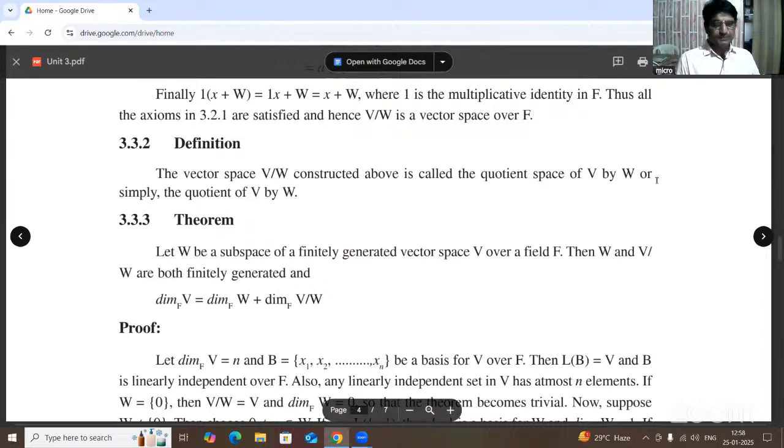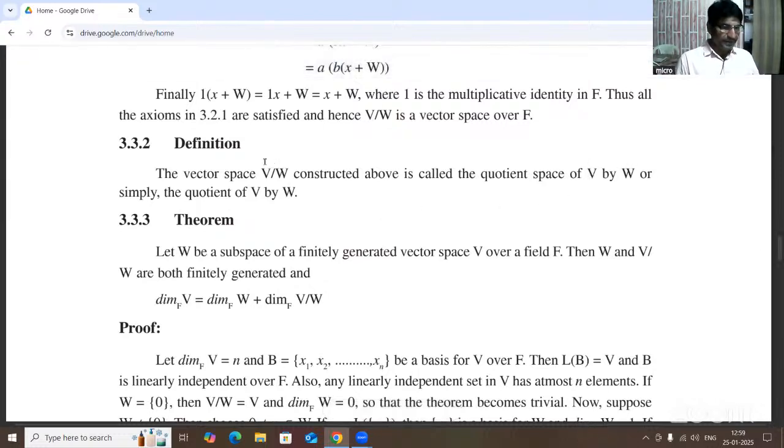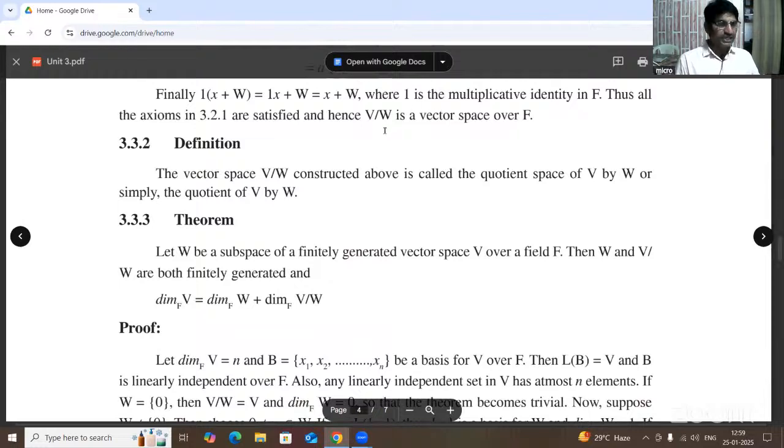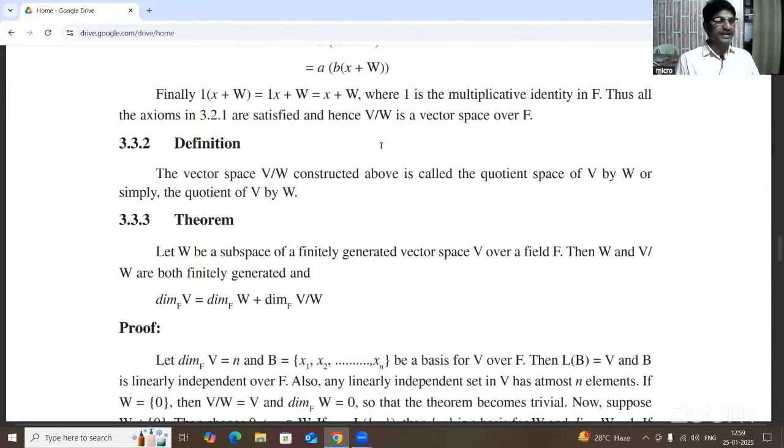The quotient space is denoted by V by W. So V by W is simply this construction. When V by W forms a vector space, that is the simple concept. Vector space means V by W under addition is an abelian group, under scalar multiplication it holds good, and third, the distributivity conditions are satisfied. Before that, we have already derived this.